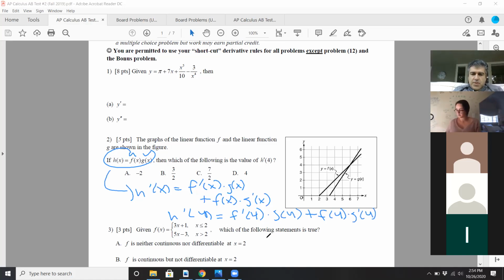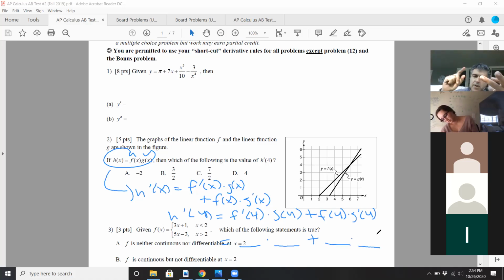Now, g of 4 is easy. So basically, I've got to find four different numbers here. I've got to find f prime of 4, g of 4, f of 4, and g prime of 4. g of 4 is easy. g of x is right here. g of 4 is just 1. f of 4 is also easy. That's just 2.